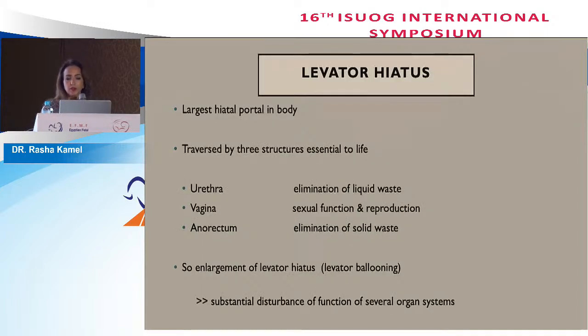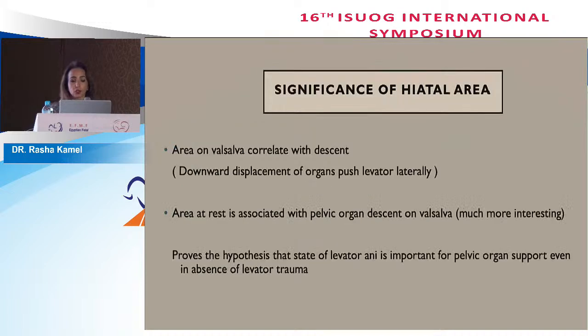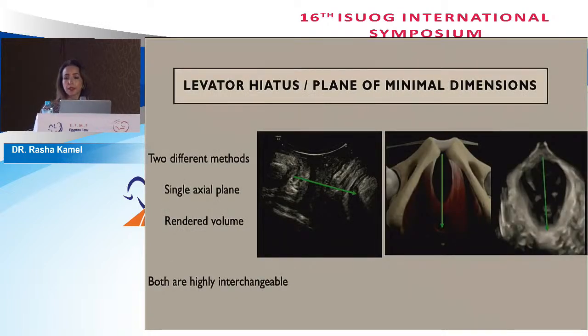We all know the importance of the levator hiatus. It is the largest hiatal portal in the body. It's traversed by the urethra, vagina, and anorectum. So any abnormality in the levator hiatus will cause substantial disturbance of the function of these organs. So we can use transperineal ultrasound to assess the levator hiatus by different methods. By 2D ultrasound, we can just measure the levator hiatus, which is the plane of minimal levator dimensions, and we measure the distance between the symphysis pubis and the puborectalis on a 2D regular ultrasound scan.